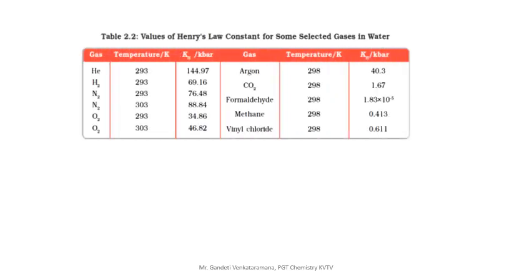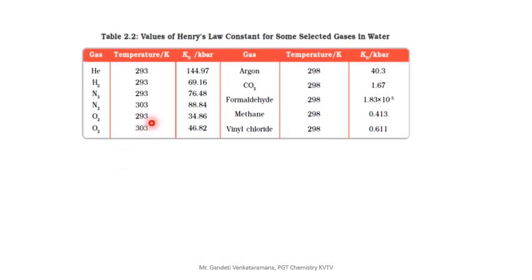All of you see the table here. Values of Henry's law constant for some selected gases in water. Okay, so this is a table. Don't skip the table. Whenever a graph and a table are given, you should be alert. They give some data to you if you observe very carefully. So here a table is available. Now observe the table. We get some information from the table.